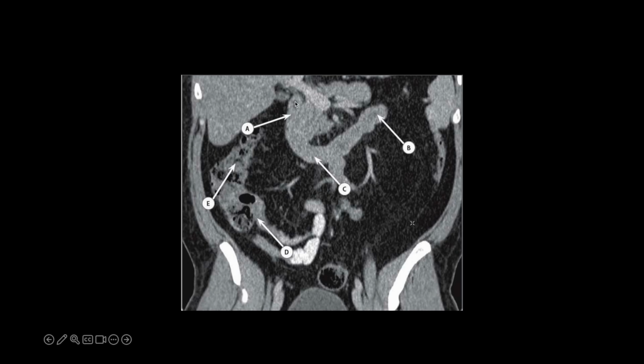Again, parts of the duodenum. This part is the second part, the vertical part. The horizontal part is the third part. And then the fourth part is when it starts to make that loop after it's crossed the midline.